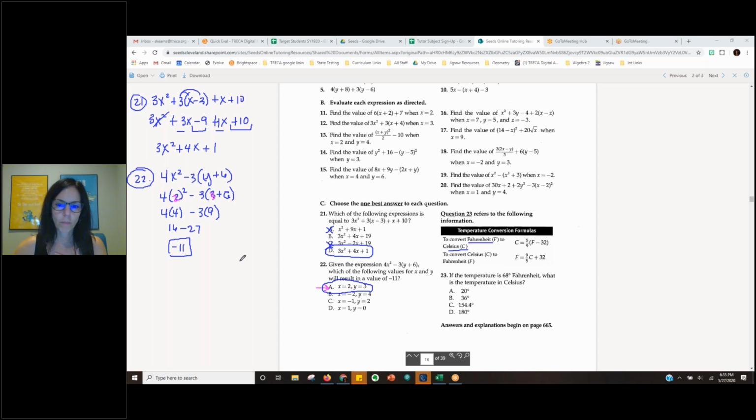So I'm going to take that formula, and again, I'm just going to continue to write in a straight line right down the left-hand side. This is number 23. I'm going to copy the formula first. I have C is equal to 5 over 9, parentheses, F minus 32. Now it says that the temperature is 68 degrees Fahrenheit. So again, they want you to evaluate this. They want you to take that 68, plug it in for the F.